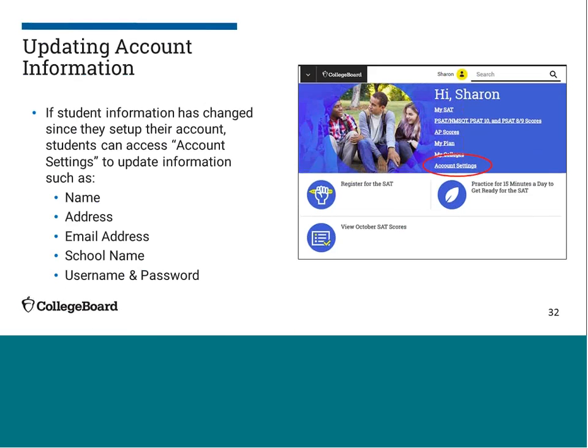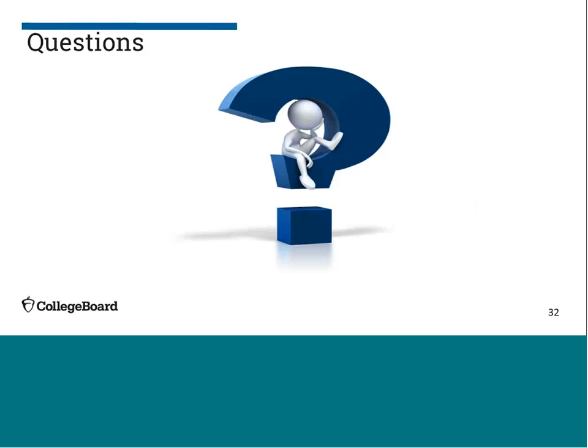They also may be in a situation where they need to update information about themselves. So maybe their email address has changed, their home address has changed. Maybe they transferred into your school, so their school is not listed correctly. If any of that type of information has changed, when they log in, they can go to the Account Setup button. That will allow them to change any of the information in their account.